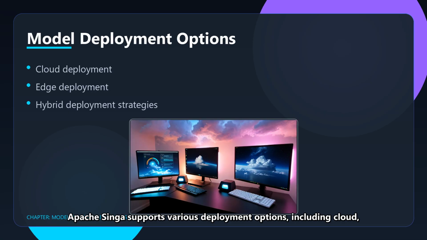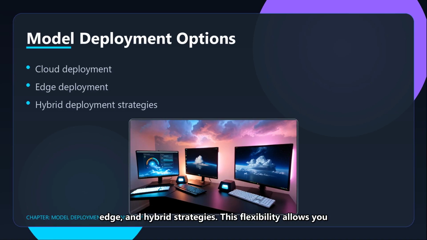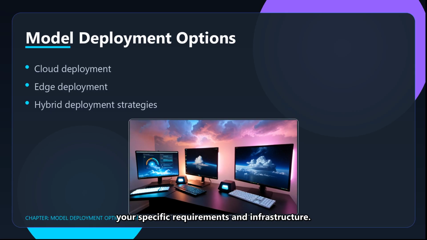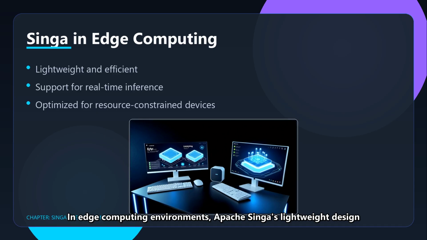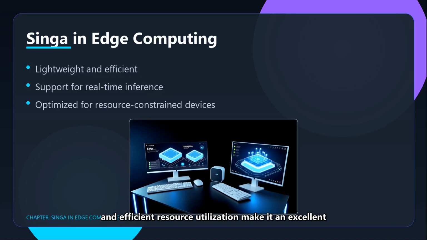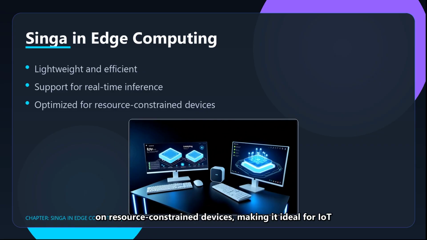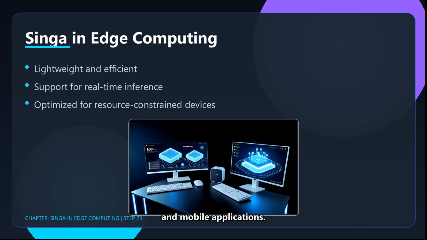Apache Singa supports various deployment options, including cloud, edge, and hybrid strategies. This flexibility allows you to choose the best deployment method based on your specific requirements and infrastructure. In edge computing environments, Apache Singa's lightweight design and efficient resource utilization make it an excellent choice for real-time inference. It's optimized to run on resource-constrained devices, making it ideal for IoT and mobile applications.